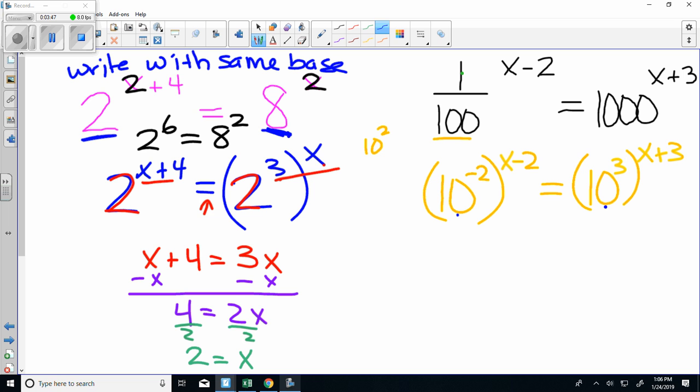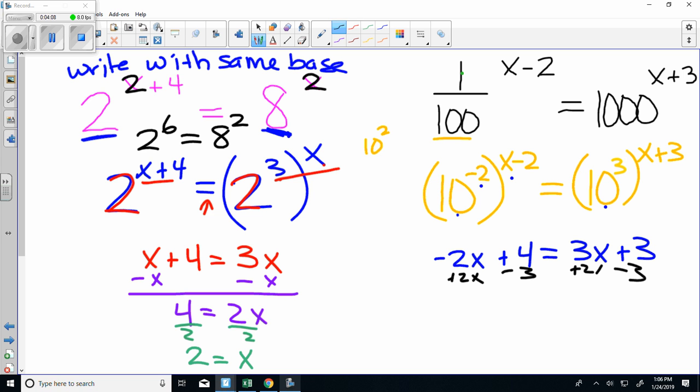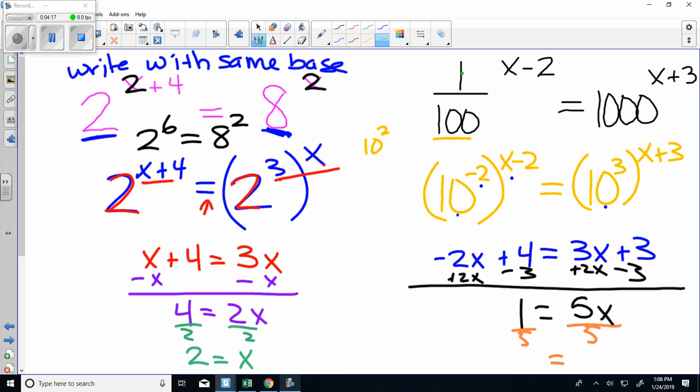Now they both have a base of 10, so then multiplying exponents, negative 2x plus 4 is equal to 3x plus 3. Solving this for x, let's see, we will add 2x, subtract 3, and get 1 equals 5x, and then divide by 5, and x equals 1/5.